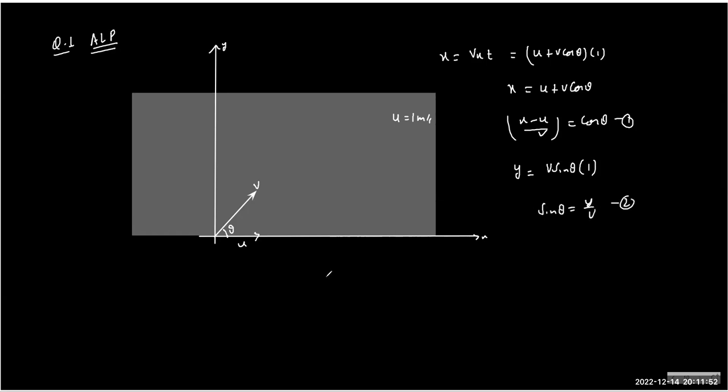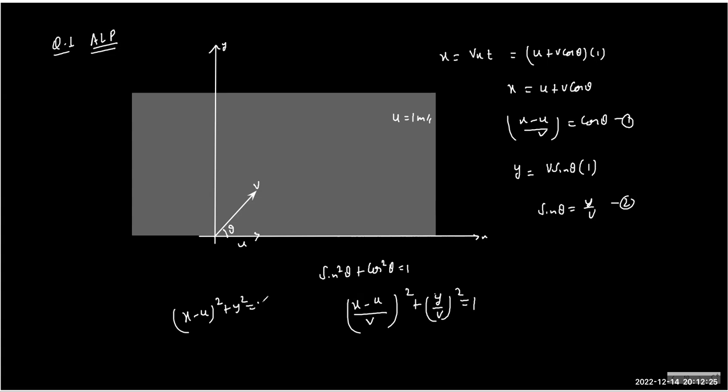And we want to find the locus, which means I don't want theta. So I can say sine square theta plus cos square theta equals 1. Correct? So (x minus u by v) whole square plus (y by v) whole square equals 1. It is the equation of a circle actually, and v is the radius. Understood? Yes, sir. That's simple.